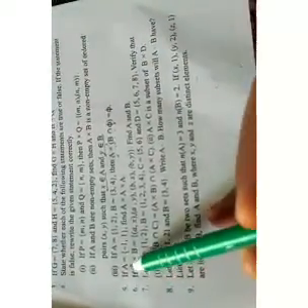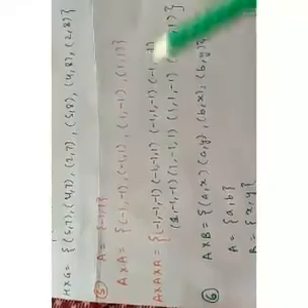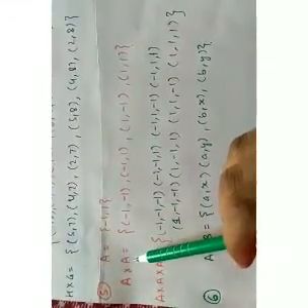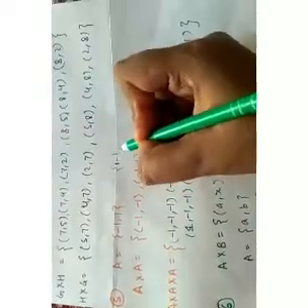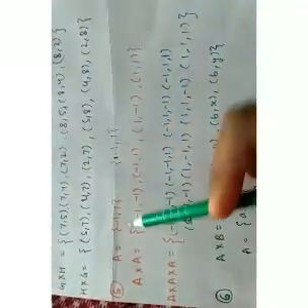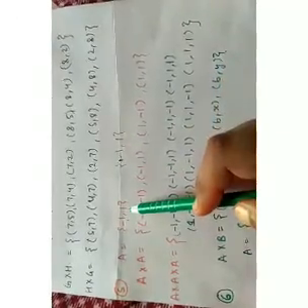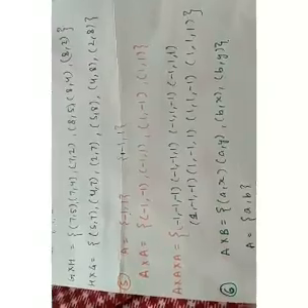Question number 5: if A equals {-1, 1}, then we have to find A cross A cross A. A is {-1, 1}. So A cross A will be {-1, 1} cross {-1, 1}. The possible pairs will be (-1, -1), then (-1, 1), then again (1, -1), and then (1, 1). This is A cross A.